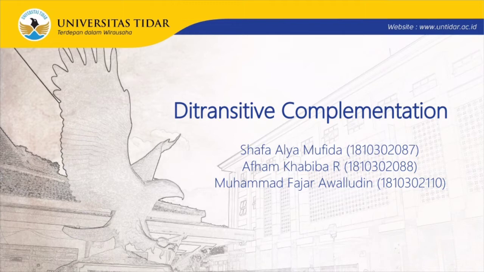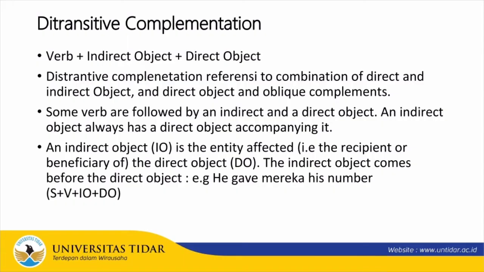And in this subject, written and spoken English grammar, we are going to explain the material about ditransitive complementation. When we are talking about ditransitive complementation, we get the point that it's included into verb plus indirect object plus direct object. In other ways, we can say that ditransitive complementation refers to combination of direct and indirect object, and direct object and oblique complements.